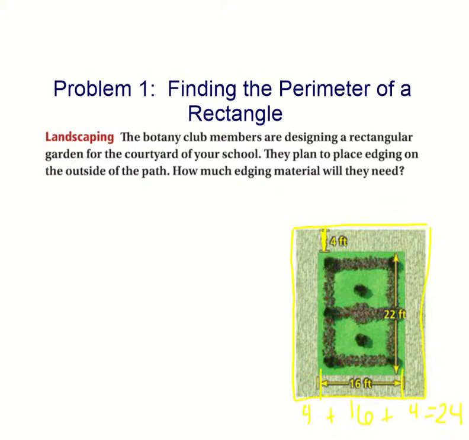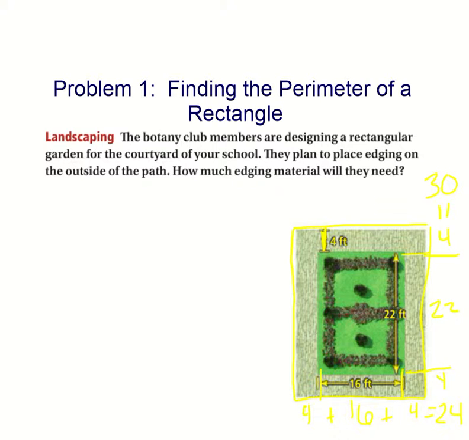And we can do the same process on this other side. We know that the smaller part is 22, and then we have a 4 and a 4, and if we add all that up, we get 30. And so our garden is 24 by 30.